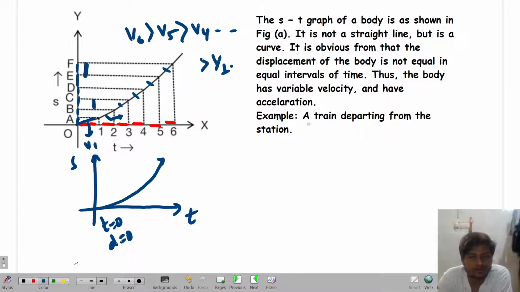So for that, what kind of example can I give? A train departing from the station is the best example. First it has zero velocity, then it starts to move slowly, and after that it starts to cover distances very fast. So this is an example of non-uniform velocity. Understood or not? Tell me yes or no. Everyone? Yes, sir. Okay, no doubt.